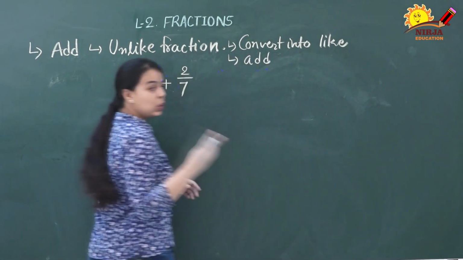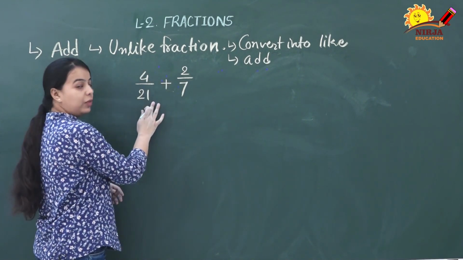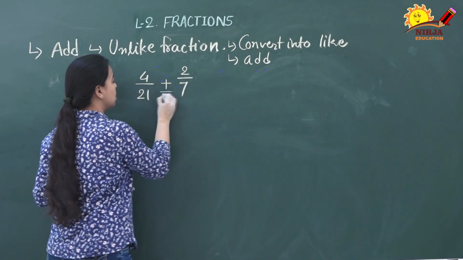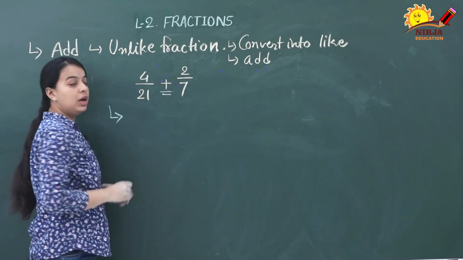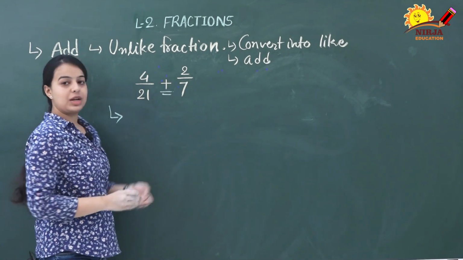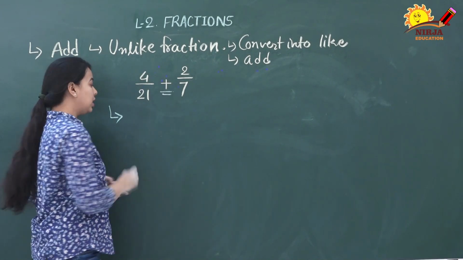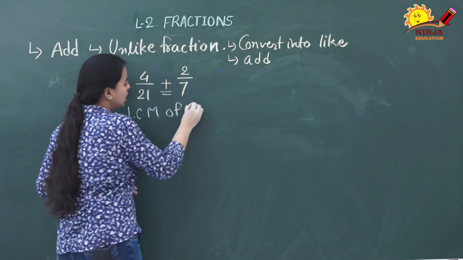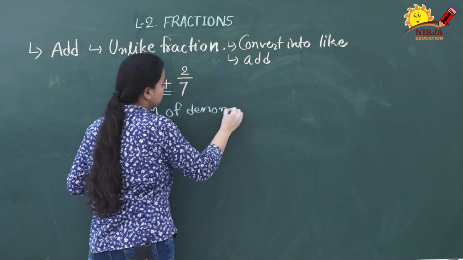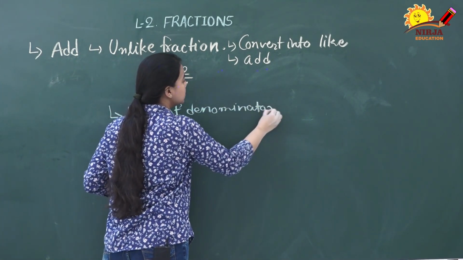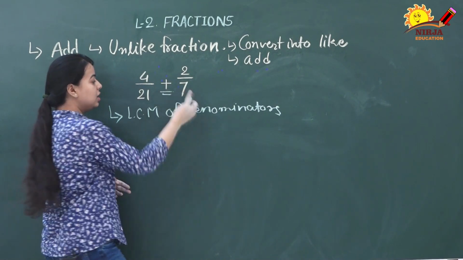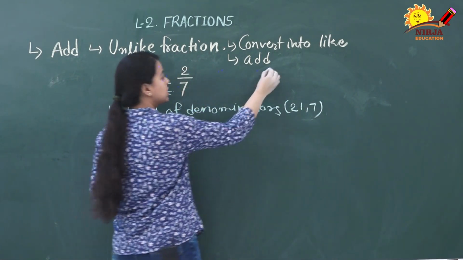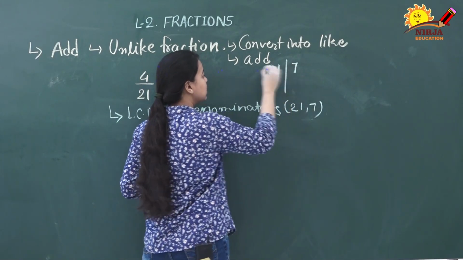Here I have taken two unlike fractions, 4 upon 21 and 2 upon 7. What we need to do is addition. Let's start with our first step, to convert these unlike fractions into like fractions. For that, we need to find the LCM of the denominators. Here our denominators are 21 and 7. So we are going to find the LCM of 21 and 7. Let's find the LCM.